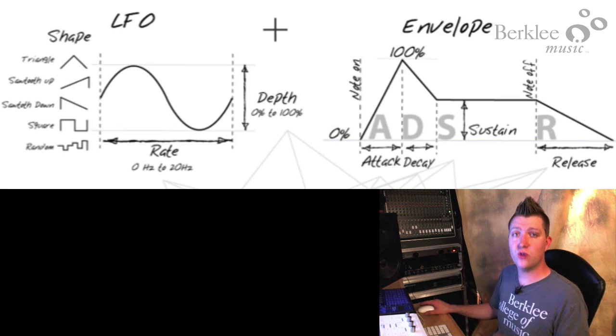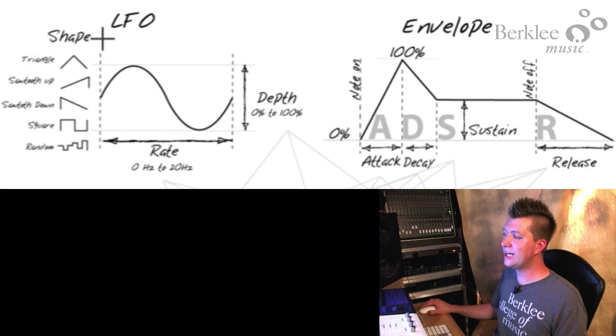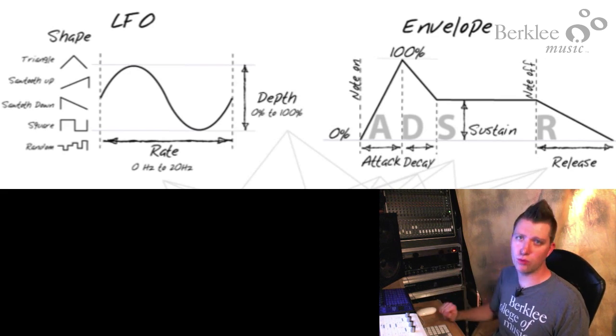So if I wanted to create musical vibrato or variations in pitch over time, I would need an LFO output connected to the pitch of the oscillator that will change that cyclically over time and give us that musical vibrato.